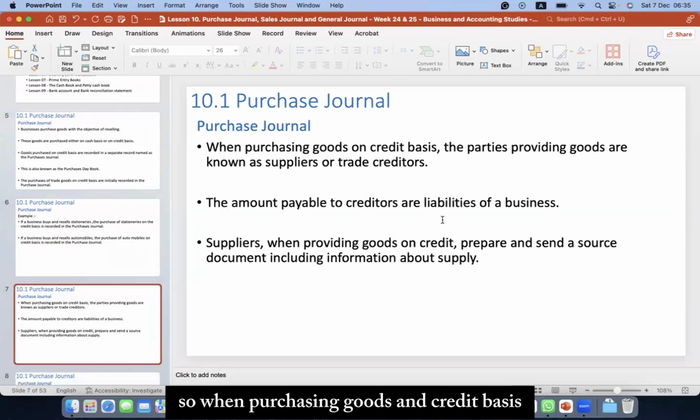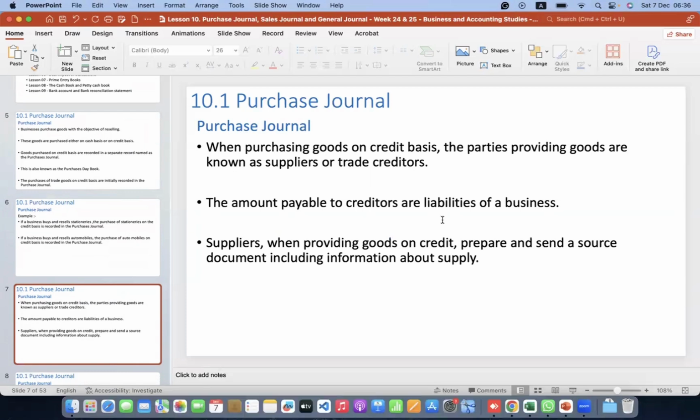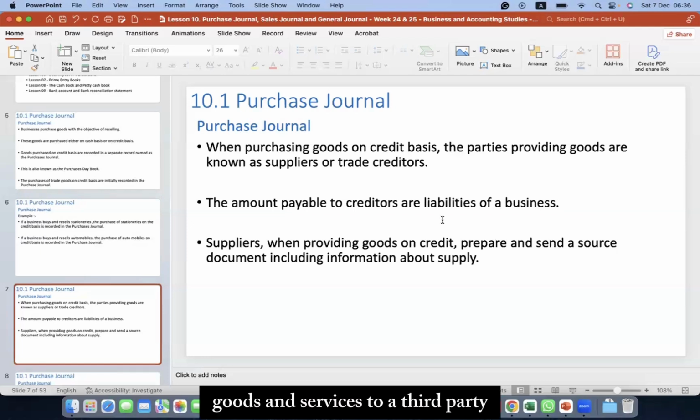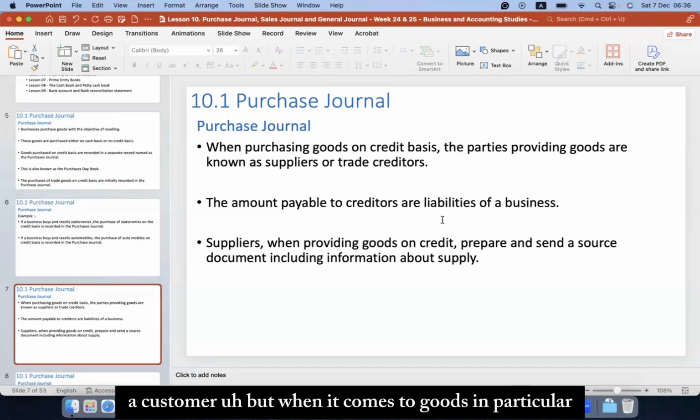So when purchasing goods on credit basis, the parties providing goods are known as suppliers or trade creditors. The amount payable to creditors are liabilities of businesses. Suppliers, when providing goods on credit, prepare and send a source document including information about supply. Okay. Now, as I said, let's say a business is selling goods and services to a third party, a customer.